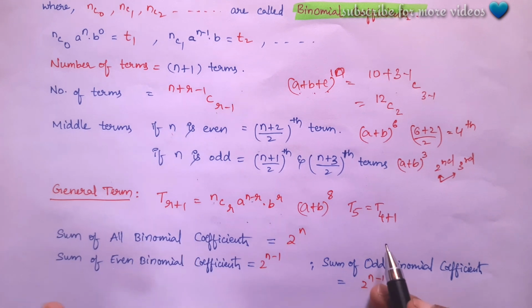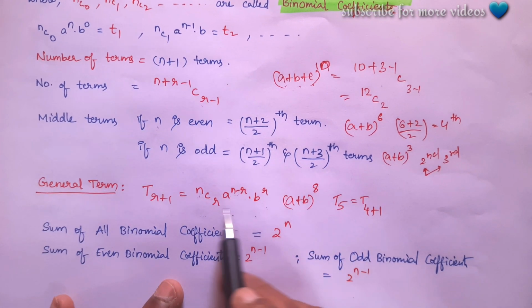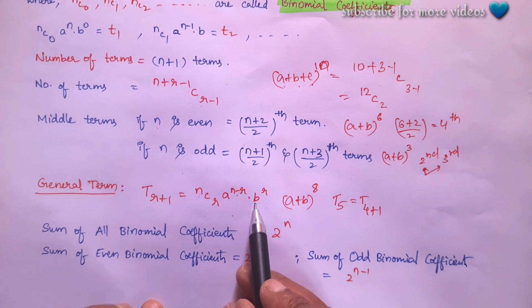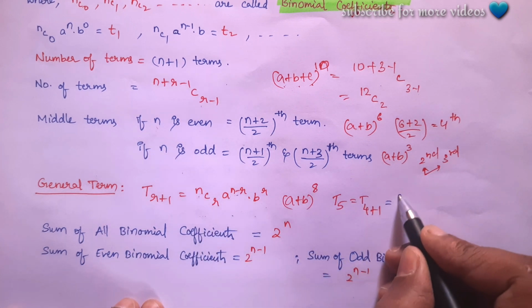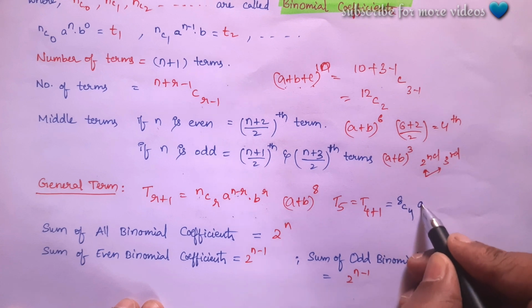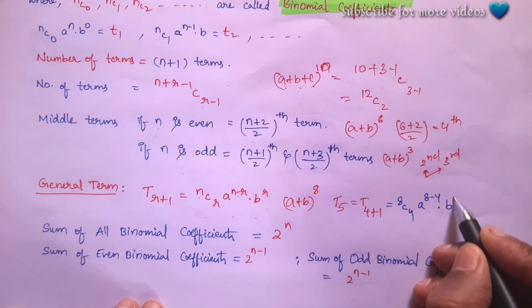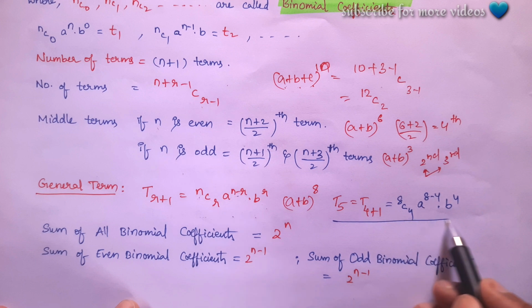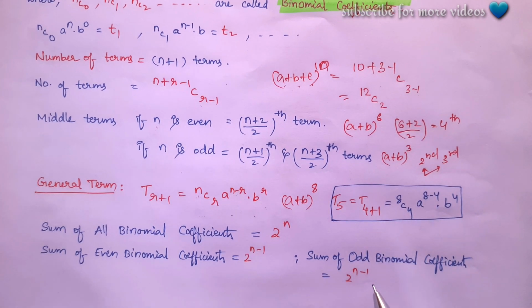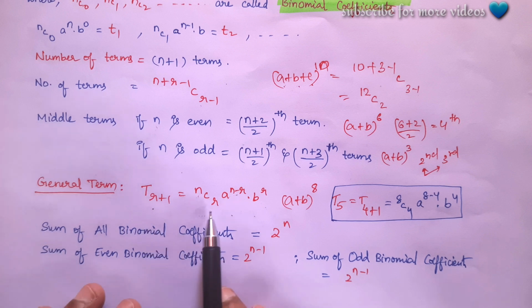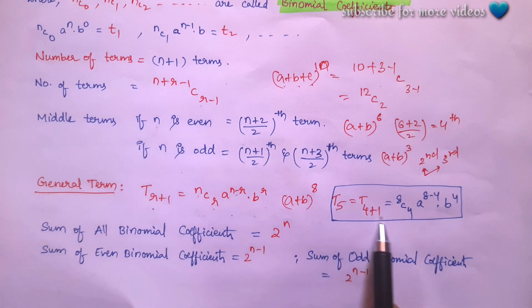t5 we write as t(4 plus 1), with the same formula, nCr a power n minus r into b power r, where n represents this 8. So t(4 plus 1) is 8C4 a power 8 minus 4 into b power 4. Like that we write the particular term, that may be the 5th, 6th, 7th term, any term. If it is the (r plus 1)th term, we consider r. If it is the 5th term, we consider r as 4.